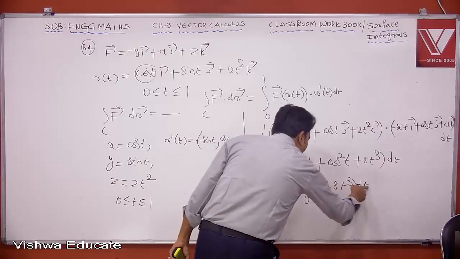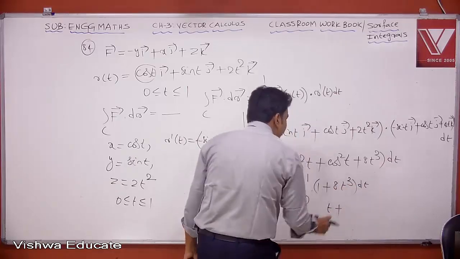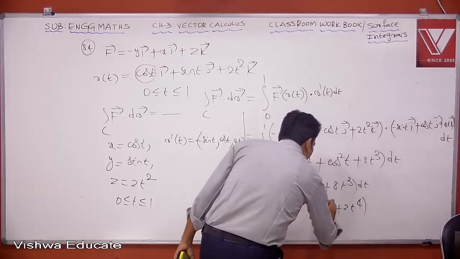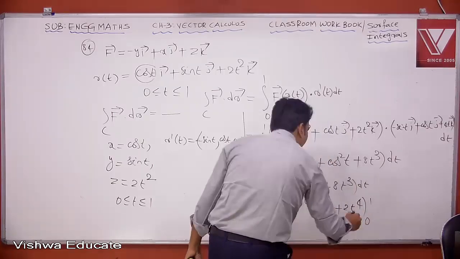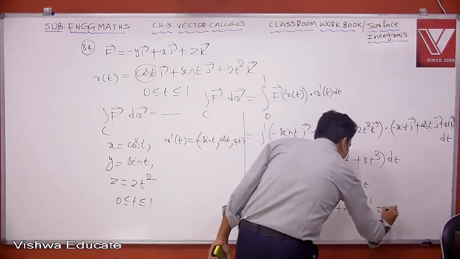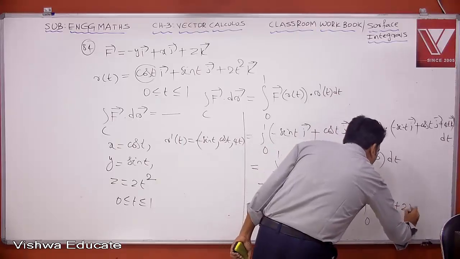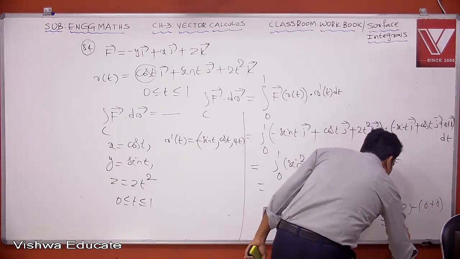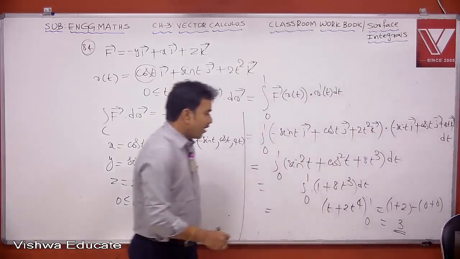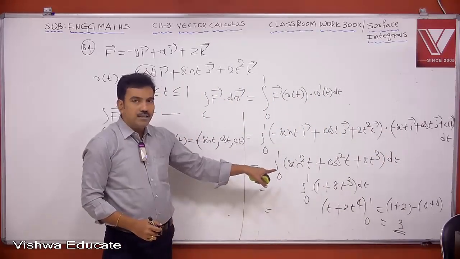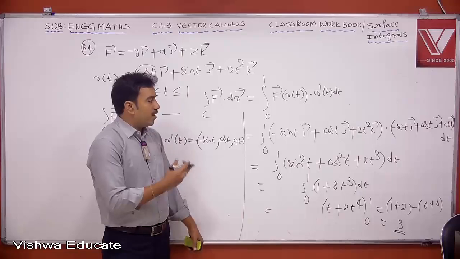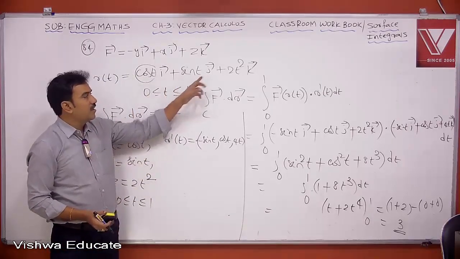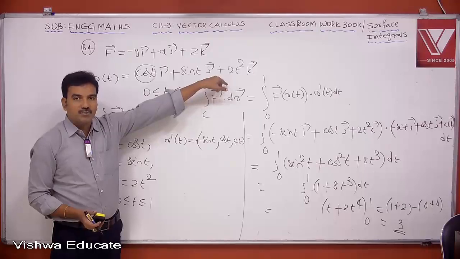Now the integral of 1 dt is t, and the integral of 8t³ is 2t⁴, with limits from 0 to 1. Replacing t by the upper limit gives 1 plus 2, minus 0 plus 0. Therefore the final required line integral is exactly 3. Just like the previous model, but here r is expressed in terms of trigonometric functions, sine and cos, and the rest is a polynomial expression.